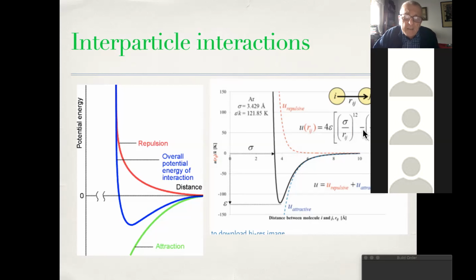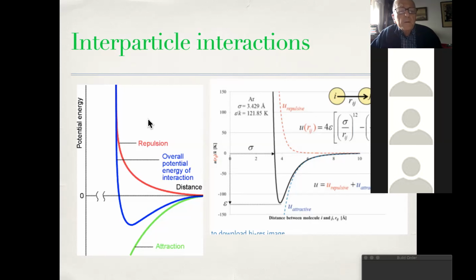And then there is the attractive part with the minus sign, which decreases with distance as a power of minus 6. This is the Lennard-Jones potential. Liquids like argon, helium, xenon, and so forth mostly have this kind of potential. When we have a system built up from molecules, the interactions are much more complicated.